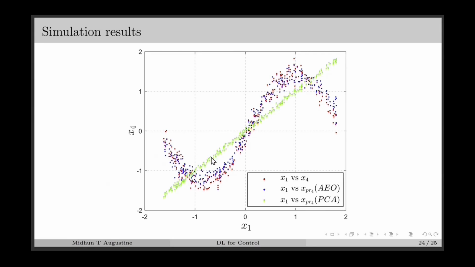Here we plotted x1 versus x4, and we have seen that in the original dataset, x4 is equal to sine of 3x1, where we can see a sinusoidal curve. With the PCA-based model, we obtained a linear approximation of this curve. In other words, we can say PCA can only extract linear relationships in the data. Whereas with AEO, we are obtaining a nonlinear prediction, and it is able to capture the nonlinear behavior in the dataset. This means that in the case of a dataset containing a large number of nonlinear relationships, AEO is a good choice for model extraction.